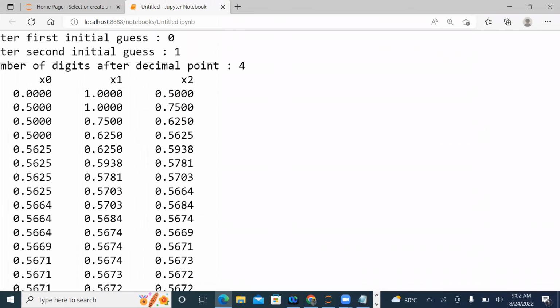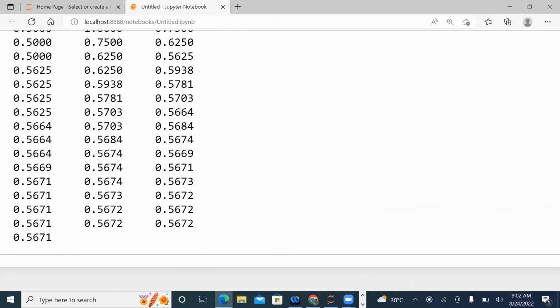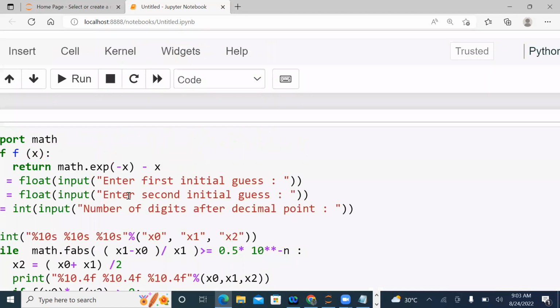Okay, you can see here. These are x0, x1, x2 values at every iteration. Started with 0 and 1, initially x0 is replaced by x2. So the root is between 0.5 and 1, then 0.5 and 0.75, 0.5 and 0.625, 0.5625. And from here onwards, x1 is replaced.